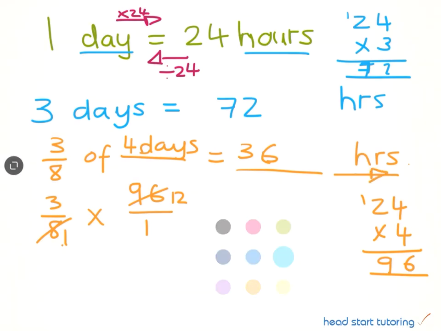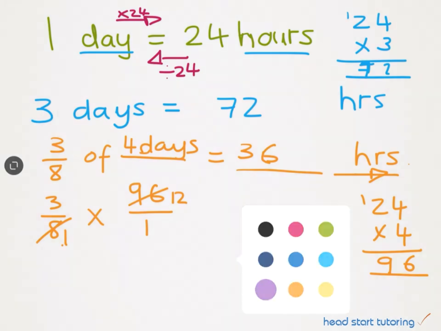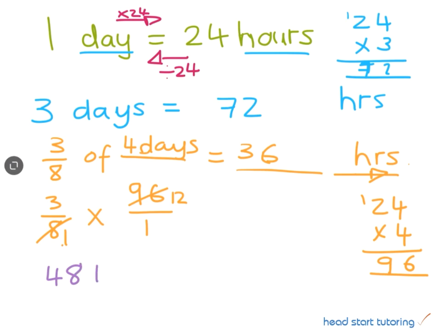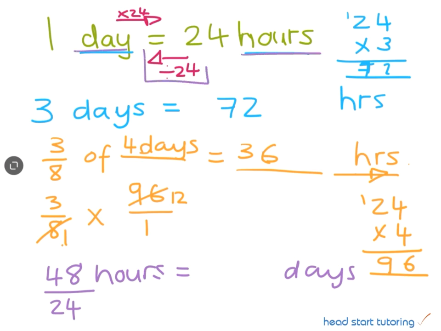If we are asked to find what 48 hours is equal to in days, all we need to do is divide our 48 by 24, because we are going from hours into days, so we divide by 24. And 48 divided by 24 is just equal to 2. So 2 days is equal to 48 hours.